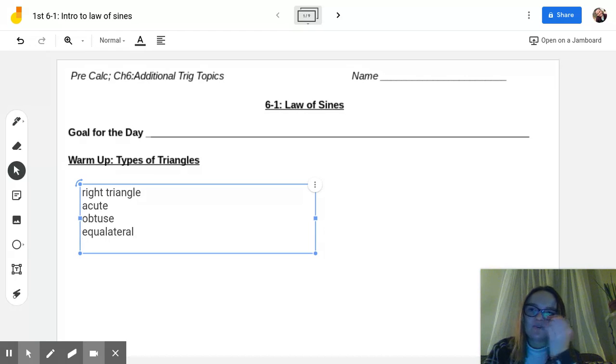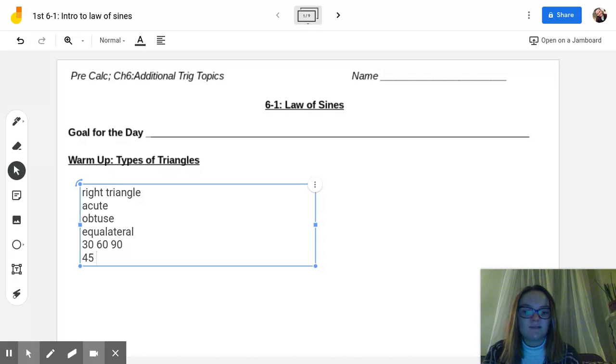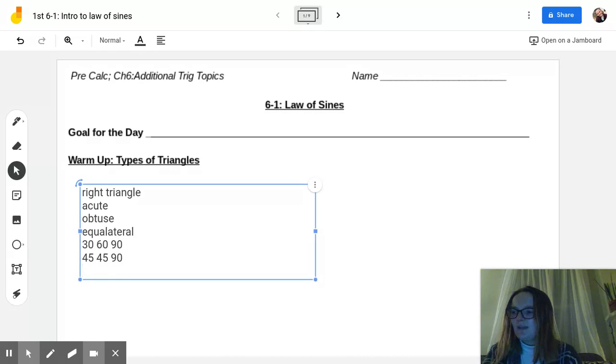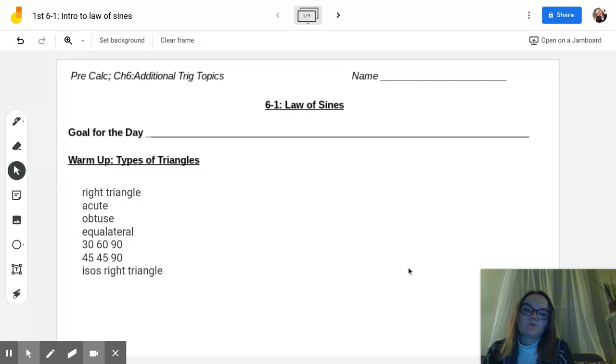I guess there's like the classic 30, 60, 90. I also know probably the 45, 45, 90. That's a classic. Maybe an isosceles. An isosceles right triangle is a good one. So for the most part, all of these triangles are going to be right triangles, except maybe for the case of the acute and the obtuse. So really, most of the triangles that we have dealt with our entire geometry career have been right triangles.